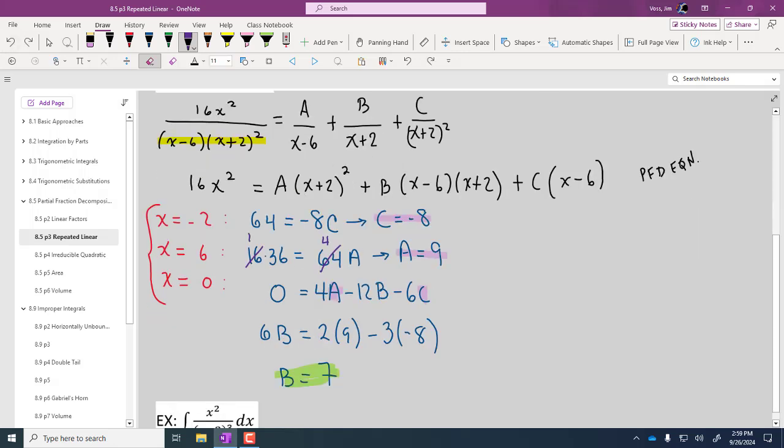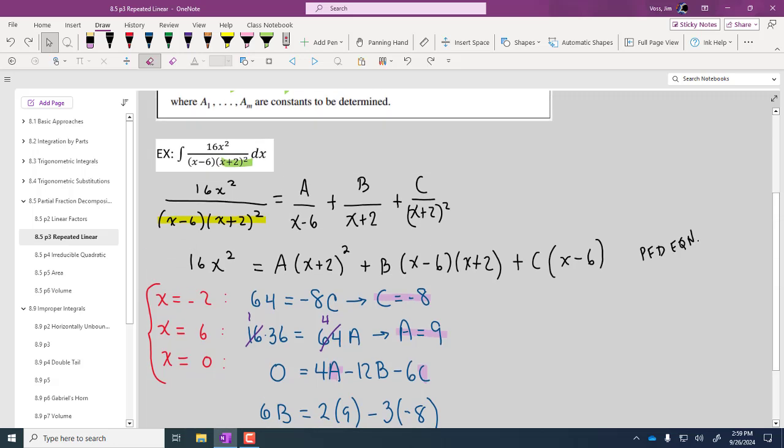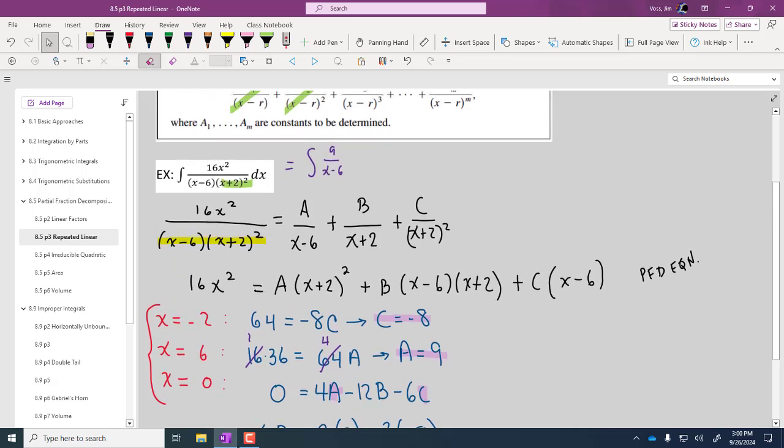So the integral then is the integral of, we found a to be 9, so it's going to be 9 over x minus 6. We found b to be positive 7, so that's going to be 7 over x plus 2. And then we found c to be negative 8. So that's going to be negative 8 over x plus 2 squared.